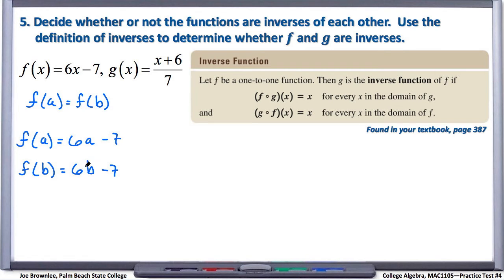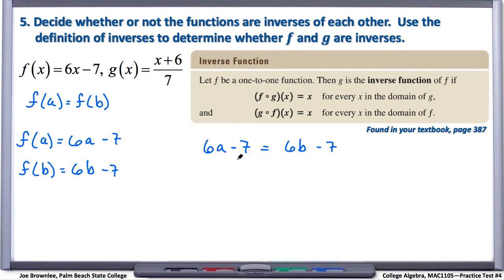And now that we've found f of a and f of b, we're going to set these two things equal to each other, clean it up, and see if we end up with a equals b. So 6a minus 7 equals 6b minus 7. And again, we're going to do some work, and hopefully we end up with a equals b. But let's see what happens.